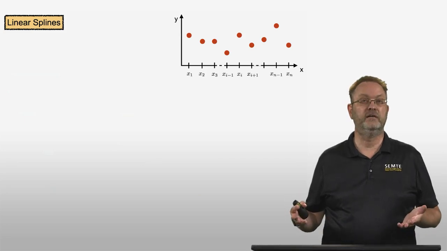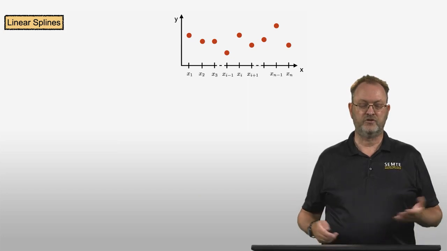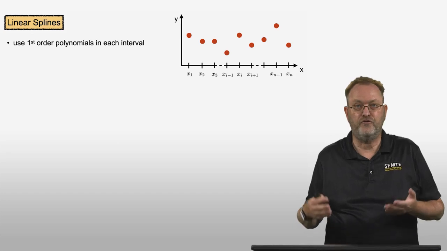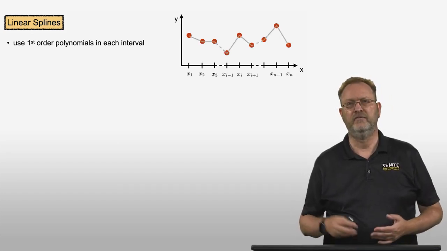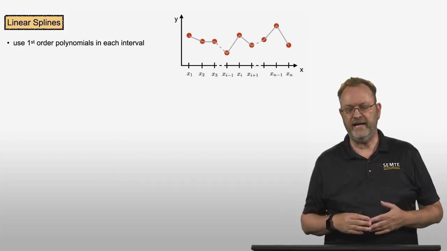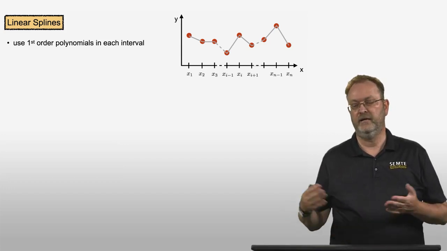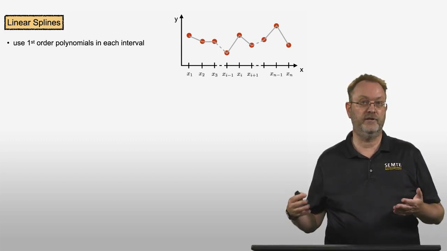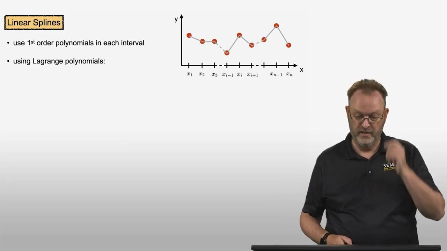Okay, so let's start with the simplest, first-degree polynomial. It's called linear splines. As the name implies, we're going to use first-order polynomials in each interval. Okay, so if I sketch this out here with the data sets, a first-order polynomial is just a line. So within each interval, I'm going to approximate the data by a line. And that line, because it's interpolation, just connects the two data points that are at either end of the interval.